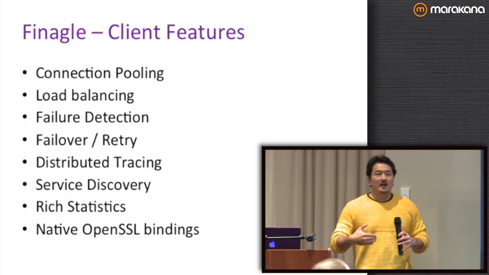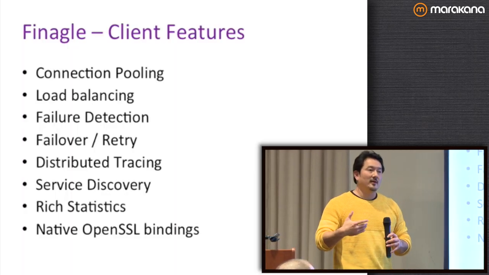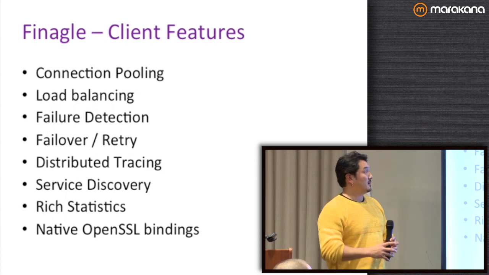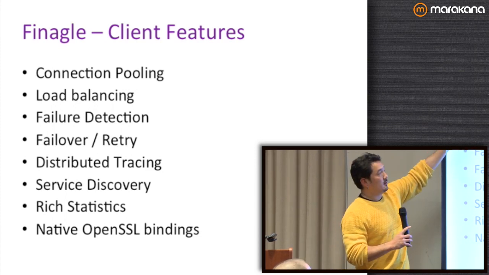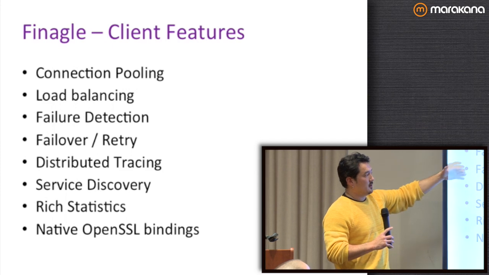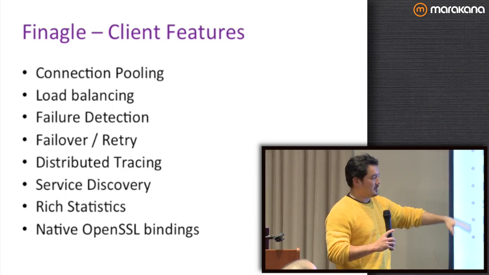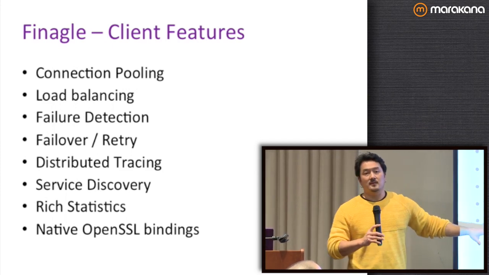There's a bunch of things that I don't want to have to write over and over again every time I create a new RPC call. So there's connection pooling, load balancing, failure detection, failover, distributed tracing, service discovery, statistics, SSL bindings, etc.